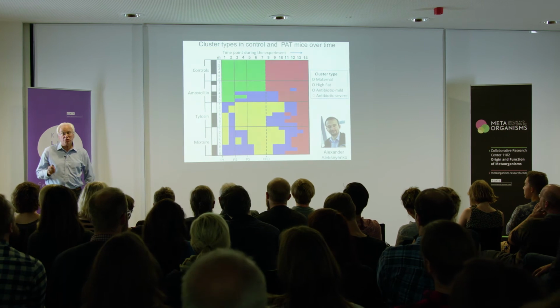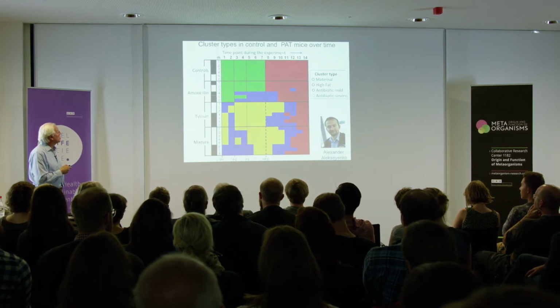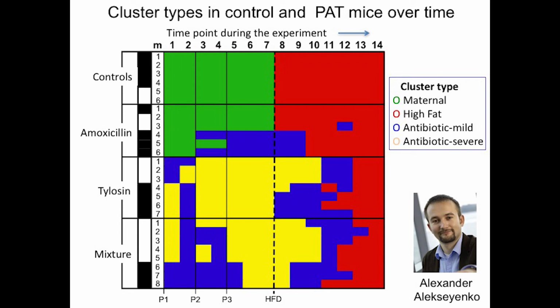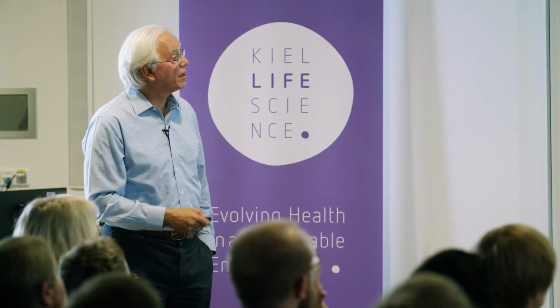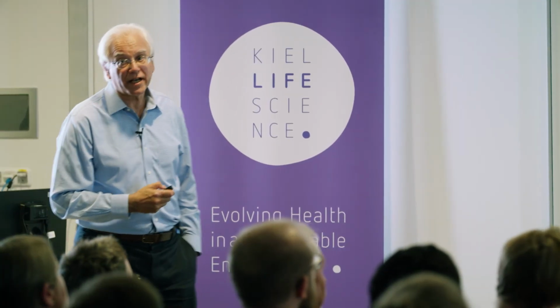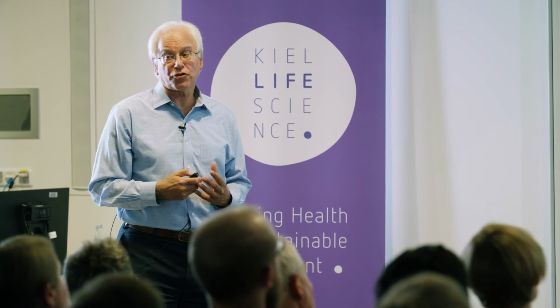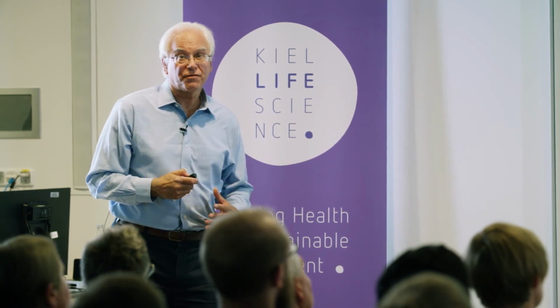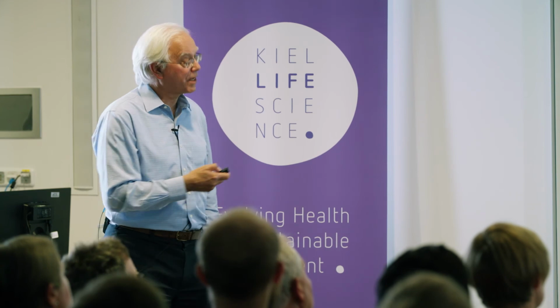From this work, I just want to show you a couple of observations. We're going to look at what happened to the cluster types of the microbiota over time in the mice that were control mice, that received amoxicillin, the most widely used antibiotic in childhood, or tylosin, a macrolide, the second most widely used class of antibiotics, or a mixture. We're looking across the time points of the experiment, and informatic work by Alex Alekseyenko suggested that there were 4 major cluster types in this population of almost 350 specimens.